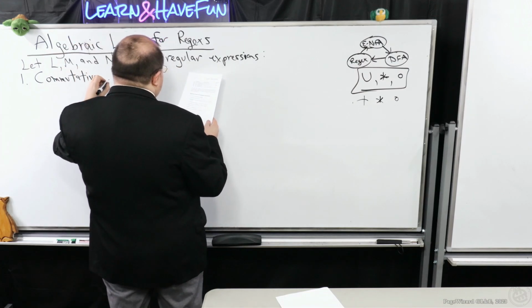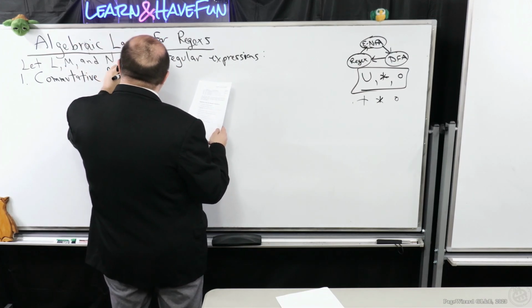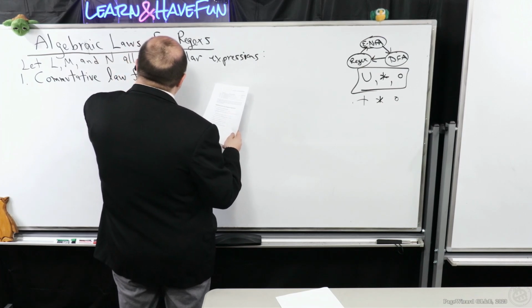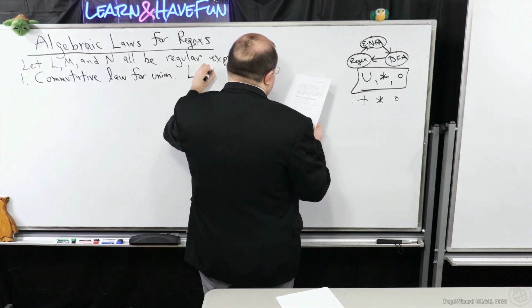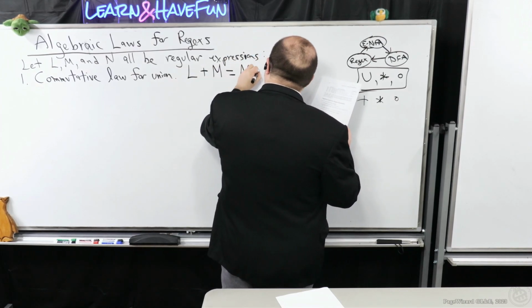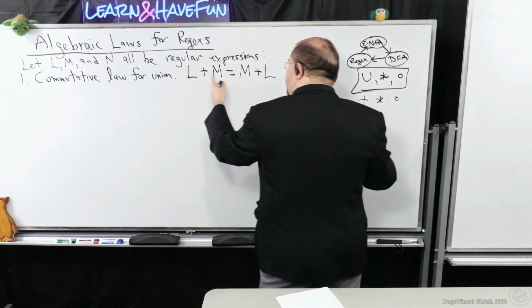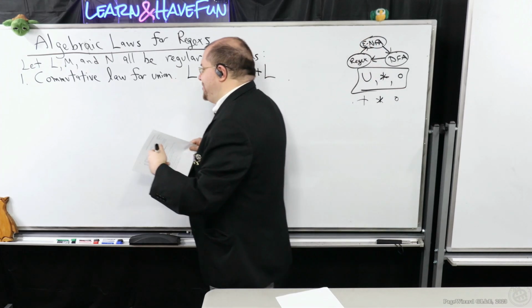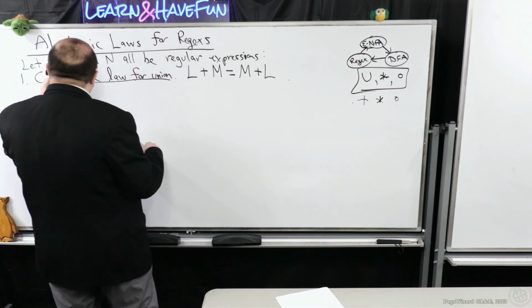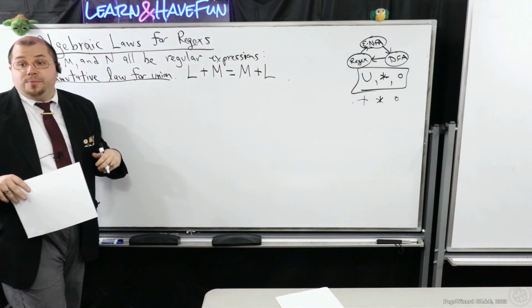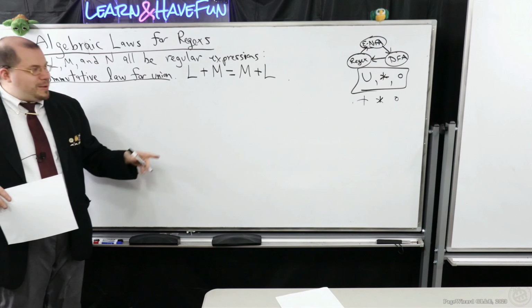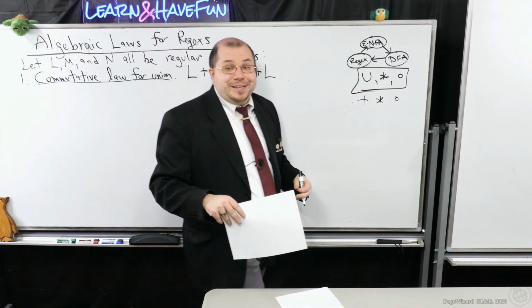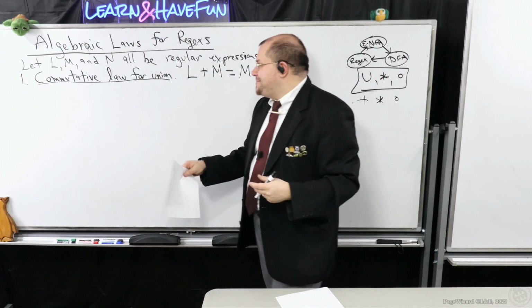So first we have the commutative law for union. So that means that L plus M is equal to M plus L, or union. Well, if you're not convinced by this one, just simply write out what those would be in terms of their languages and what the union operator is. If the union operator is commutative, then most certainly its regular expression counterpart is too, right?